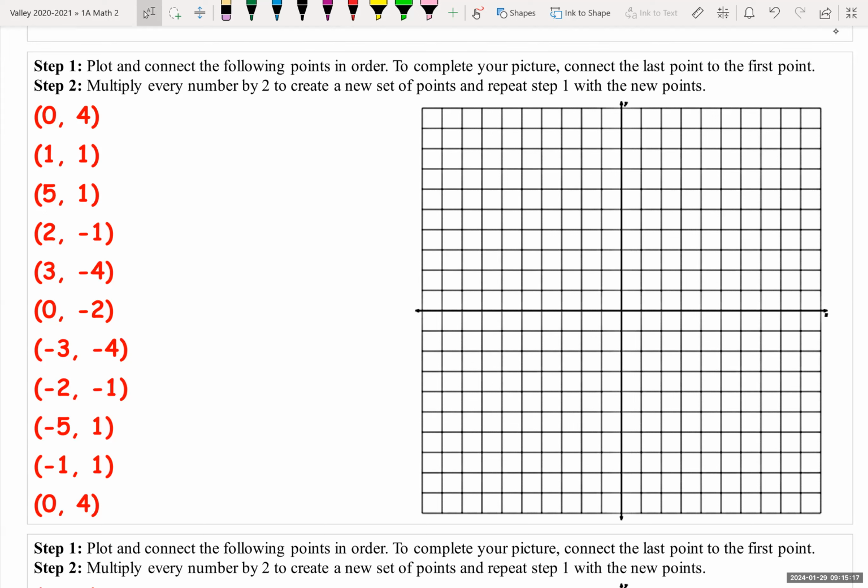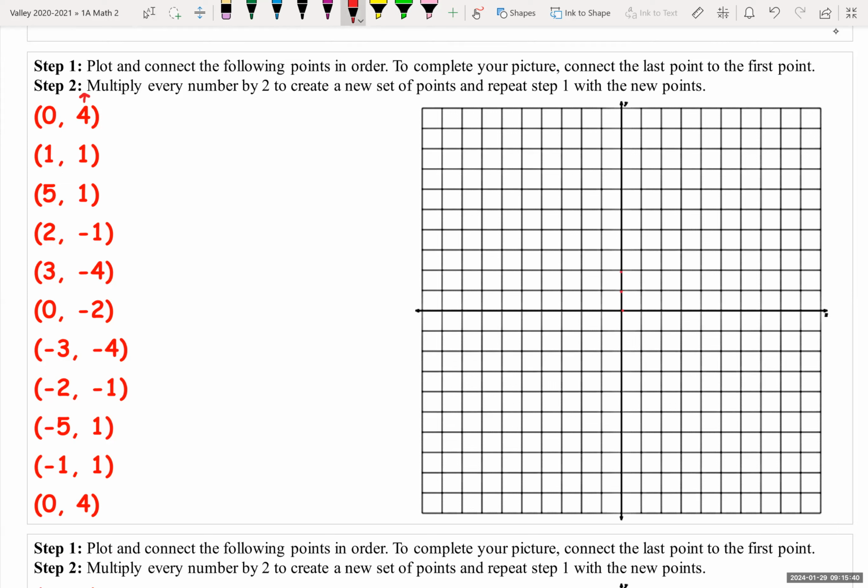So 0, 4 is your first number. So when we have 0, 4, 0 is left and right, 4 is up and down. The first number is left and right, second number is up and down. So we're going to go 0 left and right. You always start just right here, like at this middle point. Starting at the middle, we're going to move left and right 0. The 4 tells us to move up 4. So left and right 0, but then up 4.